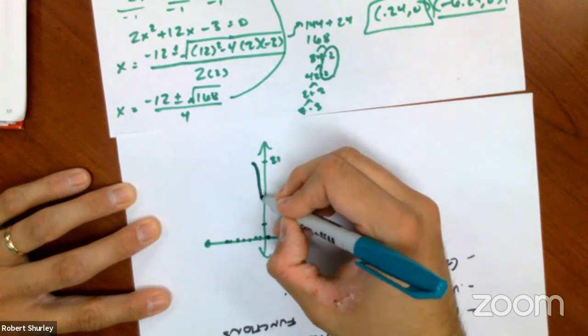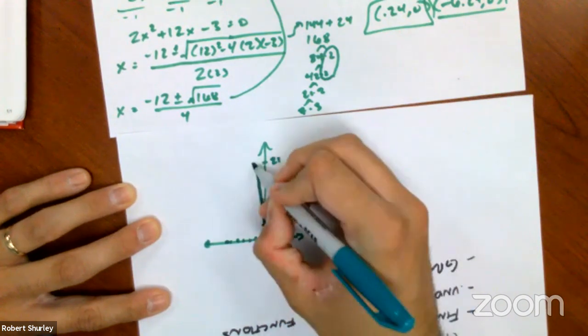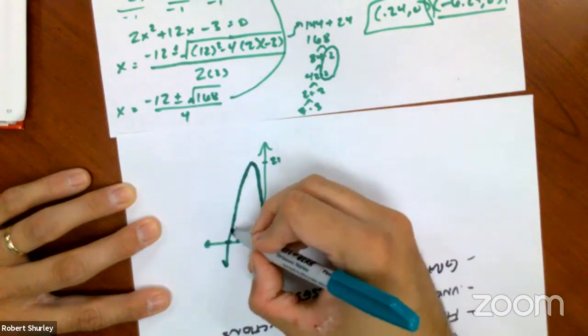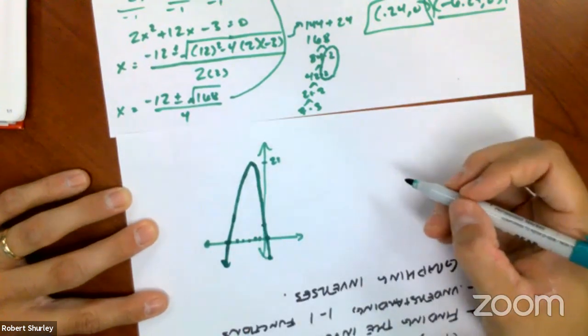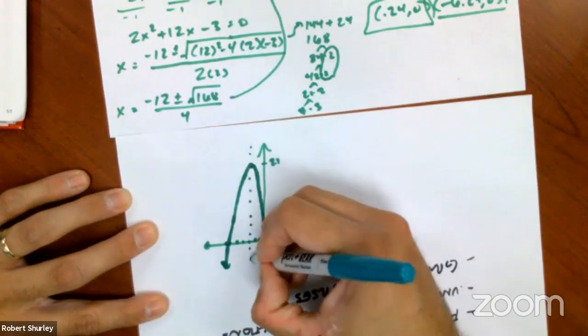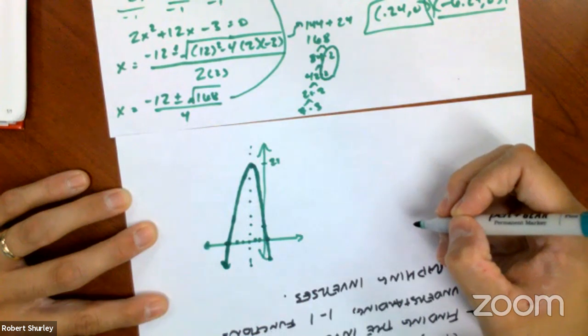So one that does something like this. Okay. Looks something like that. And I know it didn't ask for symmetry, but it goes through at x equals -3.